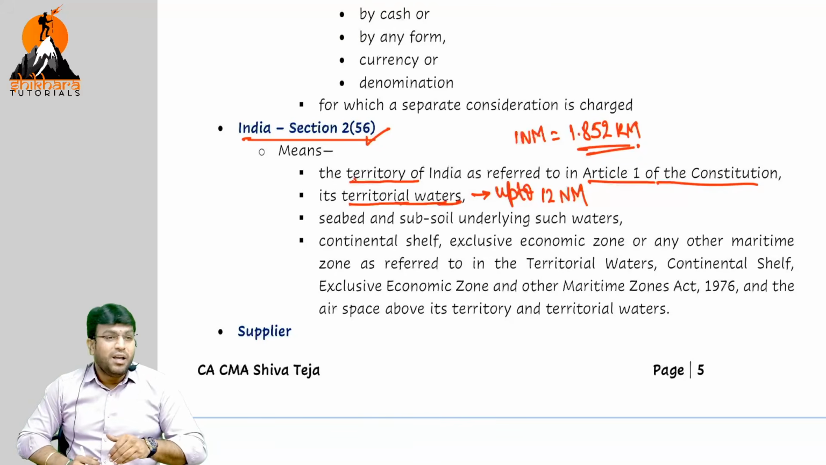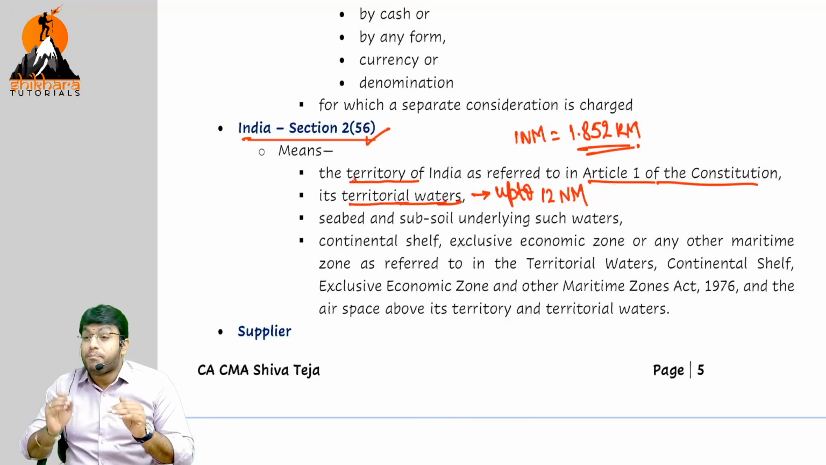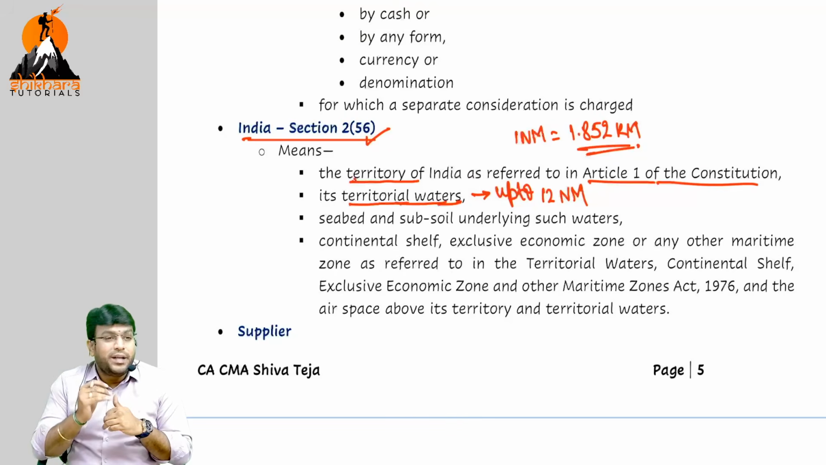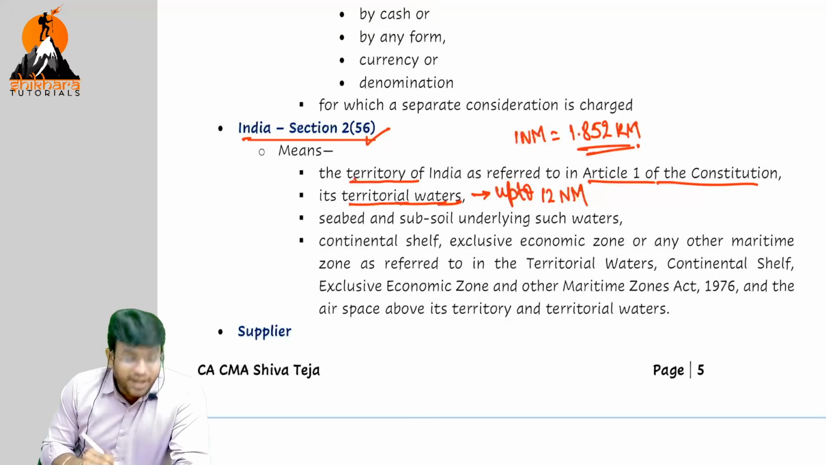When I say water, we are not talking about Hussain Sagar or a tank. India is a peninsular country. Why do we call India a peninsular country? Three sides water: Indian Ocean at the bottom, Bay of Bengal, and Arabian Sea.